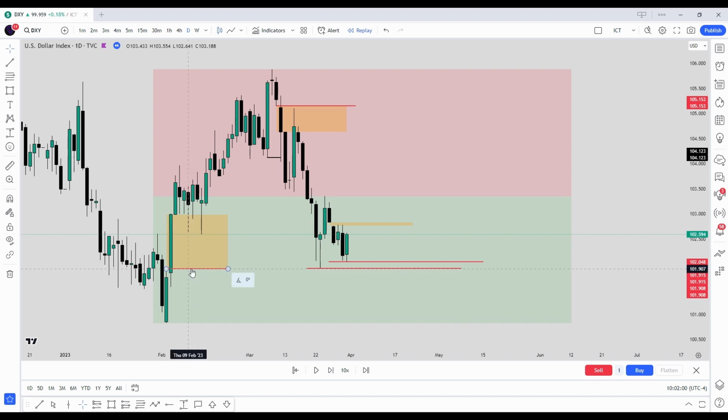And again, this area of resistance has to be broken with a body closure on the daily chart. And this is basically a quick and easy way to find daily bias.